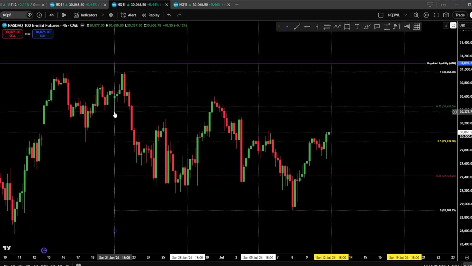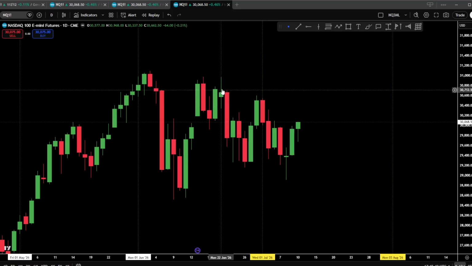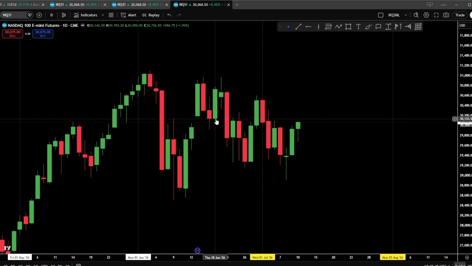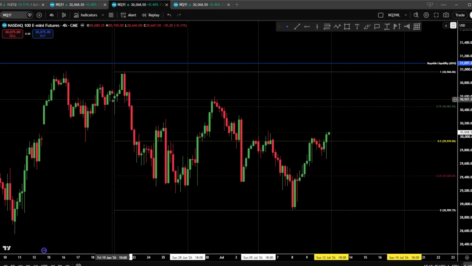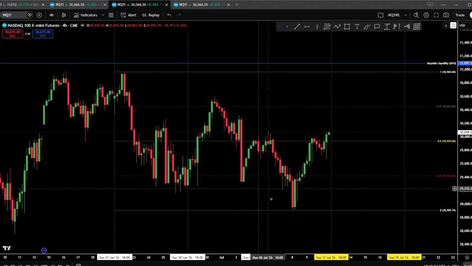Okay, this is the open of the daily profile from Monday, June 22nd. So essentially it is this daily candle. Right, this is an important premium level to have marked out on your chart.